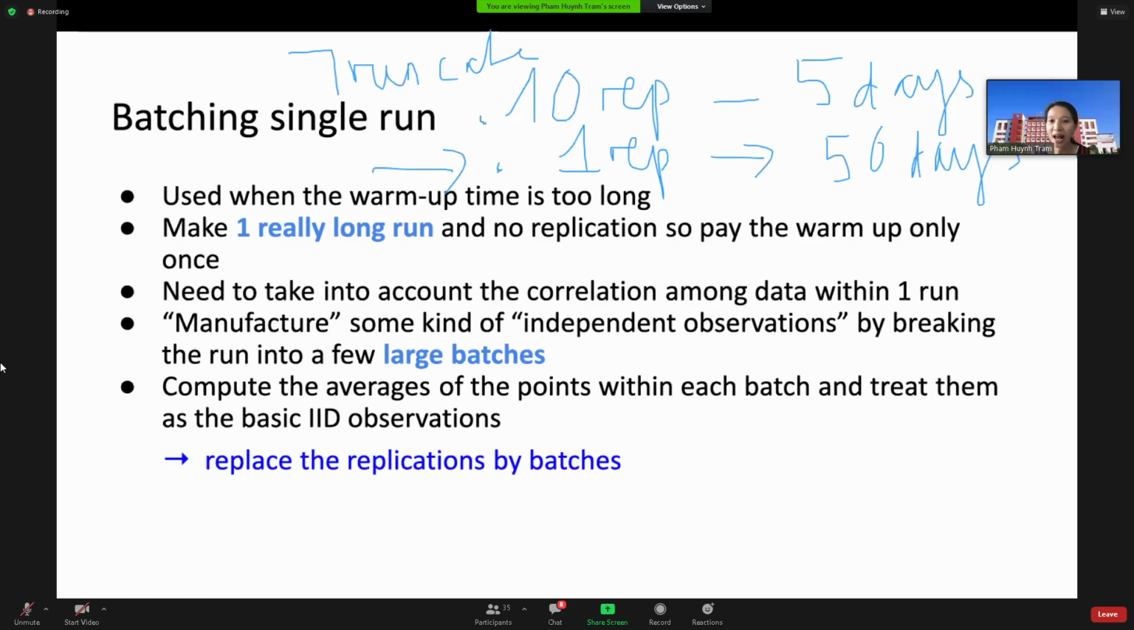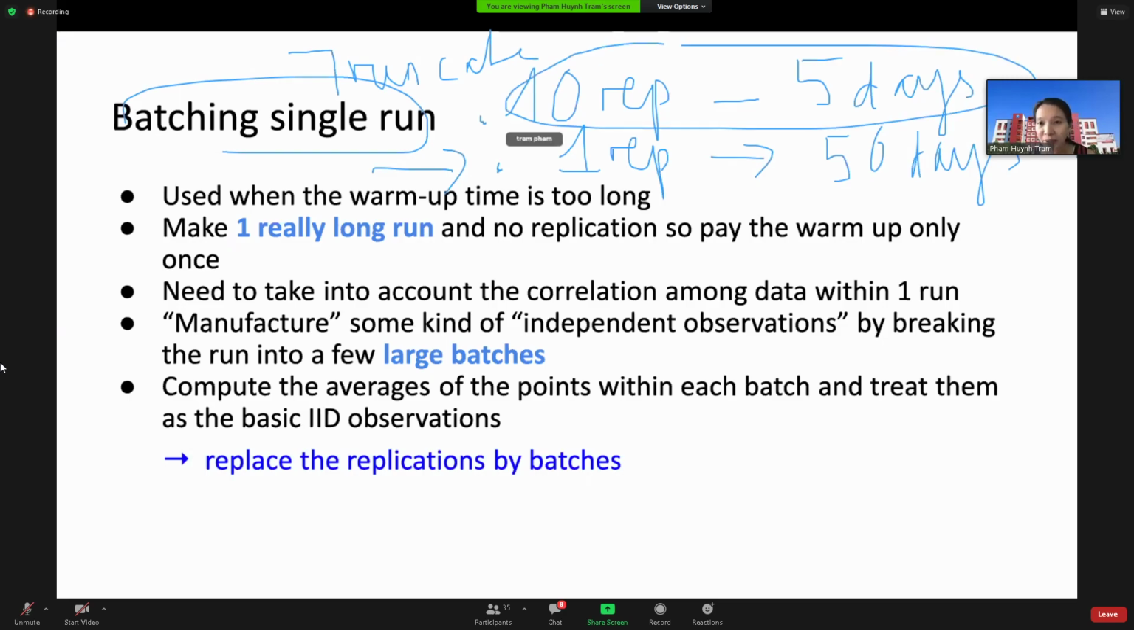But we have an advantage in the batching single run here. The advantage is that it will be faster, because if we only run one replication, then we only need to go through one warm-up. While for the truncated one, when we run 10 replications, you need to go through 10 warm-up periods. So it seems to take longer for the truncated in that case.